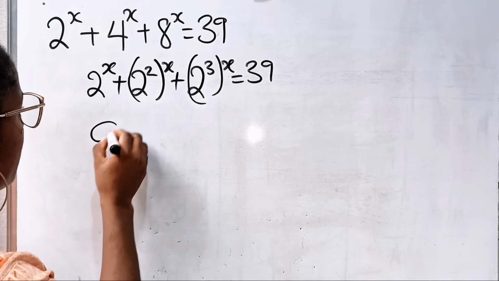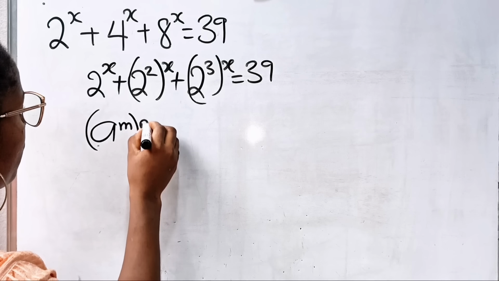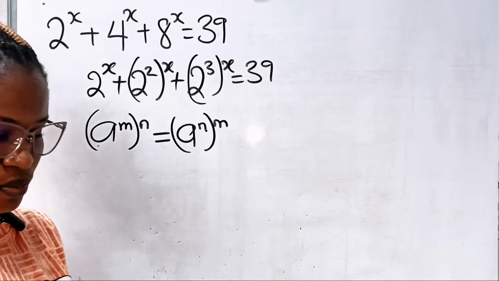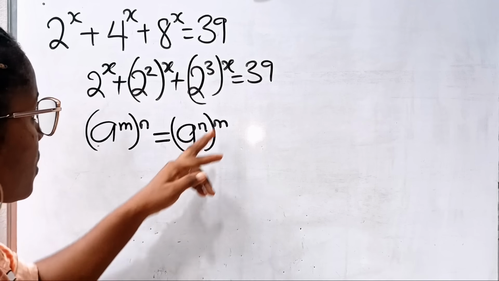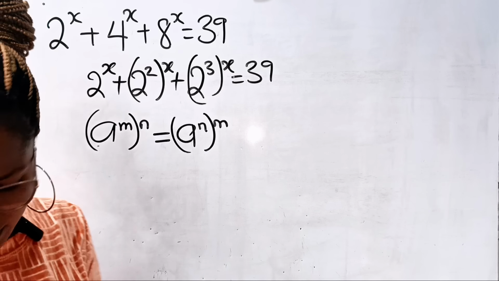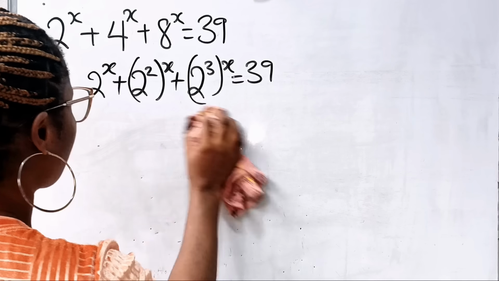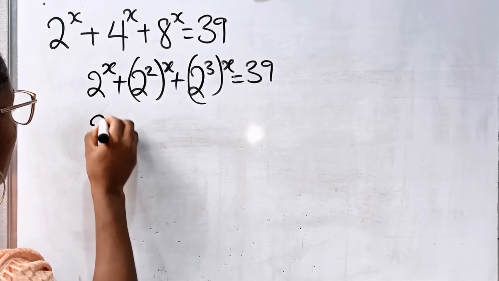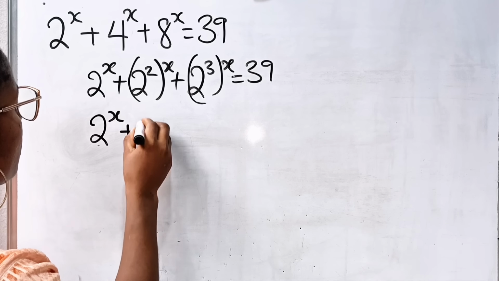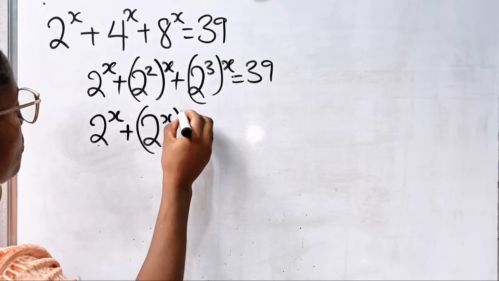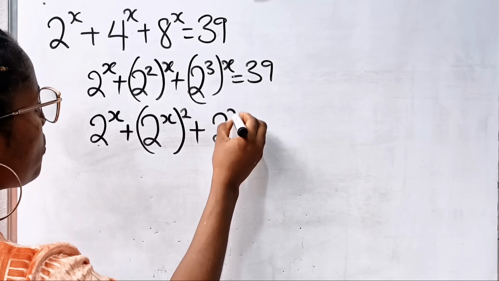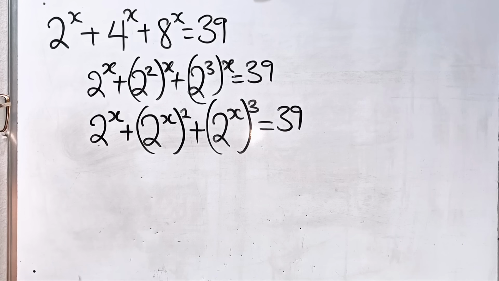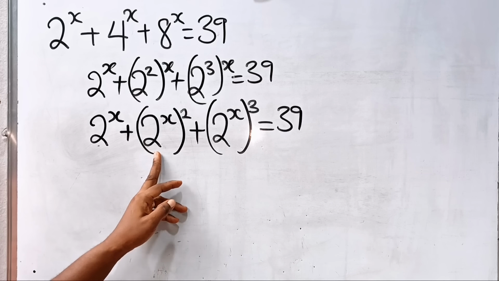Now recall that a to the power of m raised to the power of n can also be written as a to the power of n raised to the power of m. They are the same thing, which means I can interchange these powers. So doing that, I will have 2 to the power of x plus 2 to the power of x raised to the power of 2 plus 2 to the power of x raised to the power of 3 is equal to 39. Now you can see that 2 to the power of x is common.